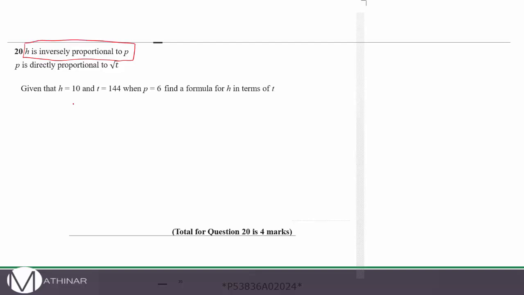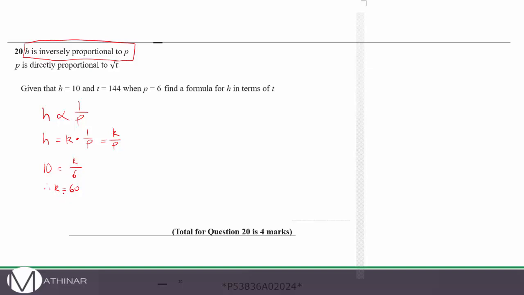h is inversely proportional to p. So we can rewrite that as h is proportional to 1 over p, and then we can replace this with an equals k. So h equals k multiplied by 1 over p, which I can rewrite as k over p. We can substitute in some values. So h is 10, so 10 equals k divided by p, which is 6. Therefore, k equals 60.